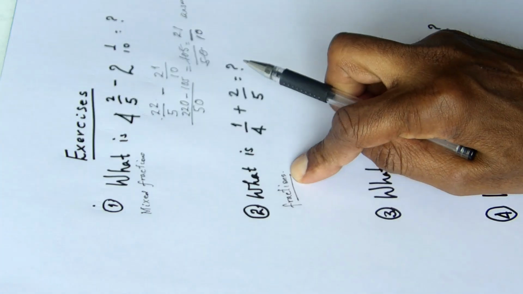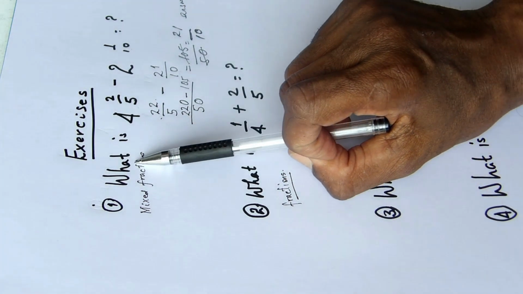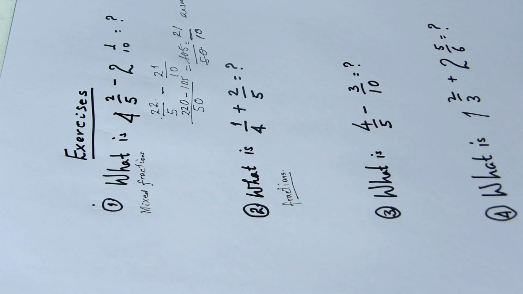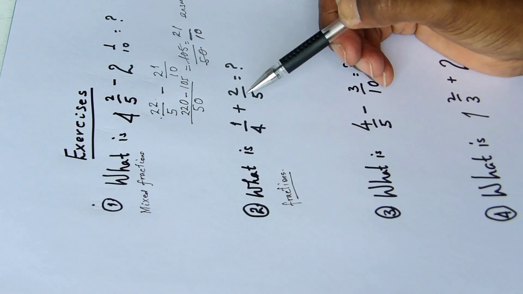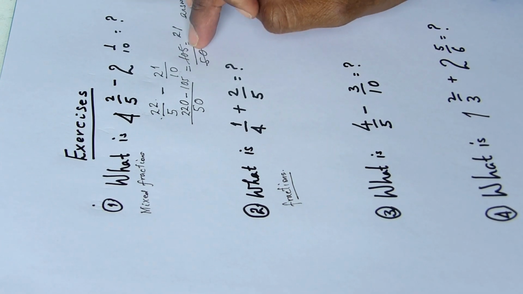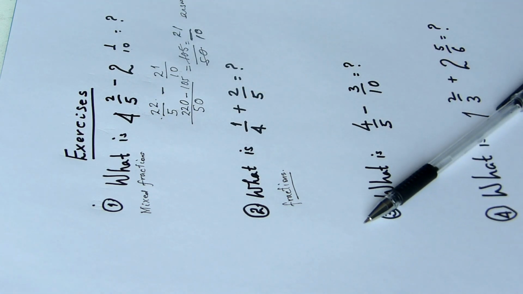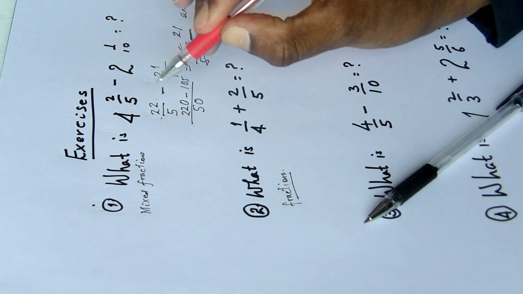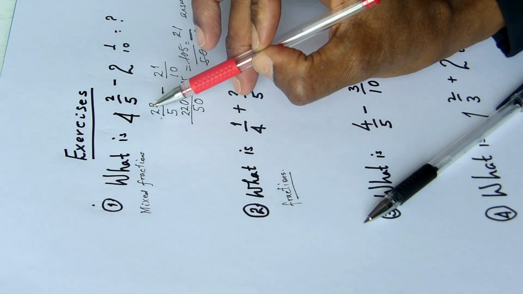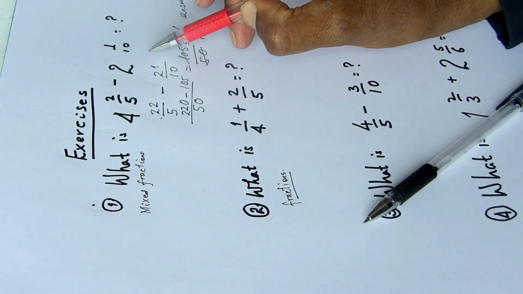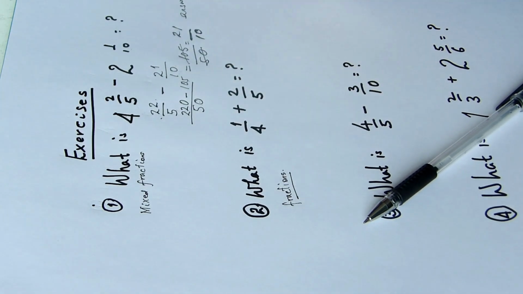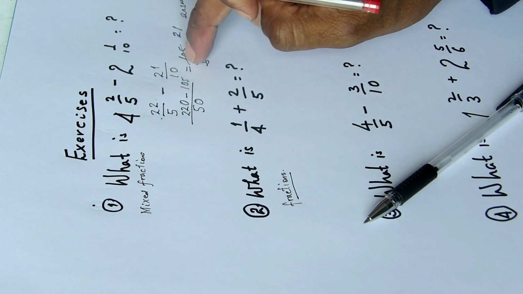Let's proceed to the second one. The second one is not a mixed fraction, but it's a fraction, as we have said. So what are you going to do? By the way, when you reach here, you can also use the butterfly method. It's another method. You need to multiply this and this, add or subtract them, and then multiply the denominators. It's the same way, but the easiest one is this one.